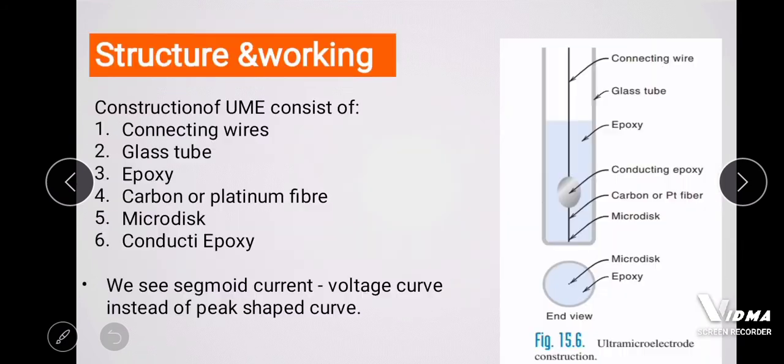Next is part 3, which is the structure and the working of ultra micro electrode. Firstly, we will see the construction of ultra micro electrode. Ultra micro electrode consists of connecting wire, a glass tube, epoxy. Basically, epoxy is an adhesive which is used in the fabrication of ultra micro electrode. Fabrication is the process of manufacturing something. Then we use carbon or platinum fiber. Carbon fibers about 5 to 10 picometer in diameter are used.